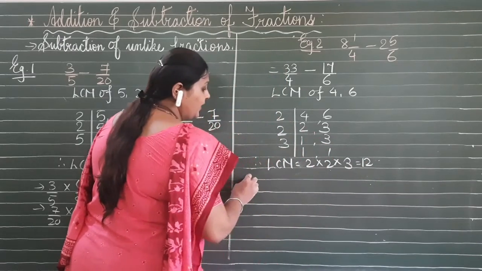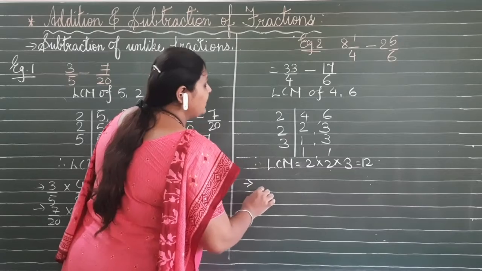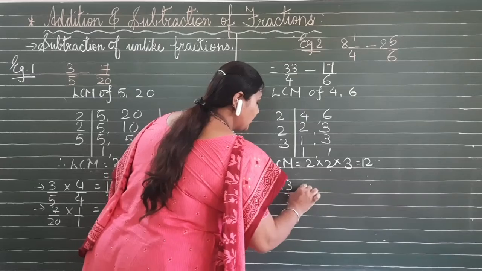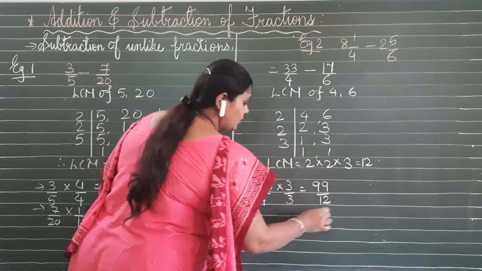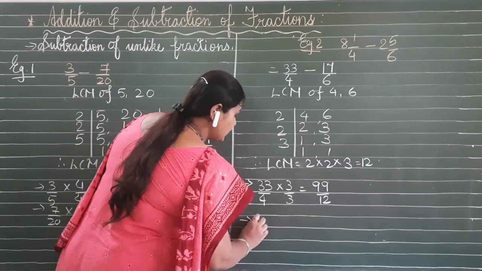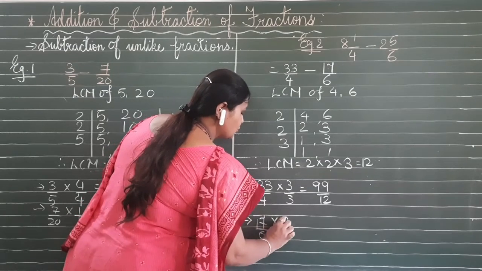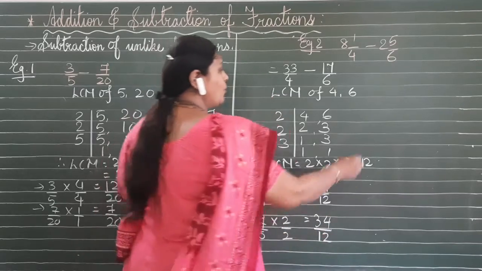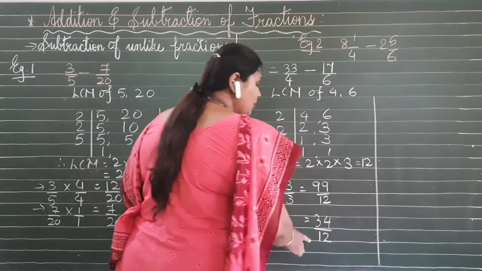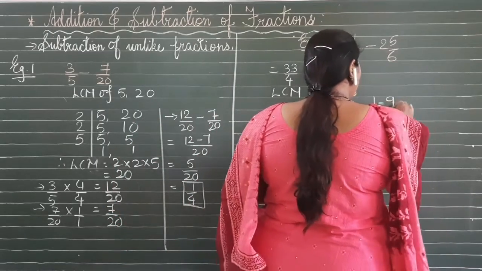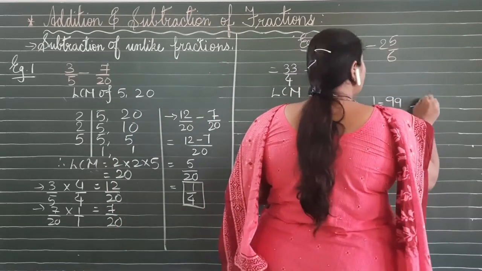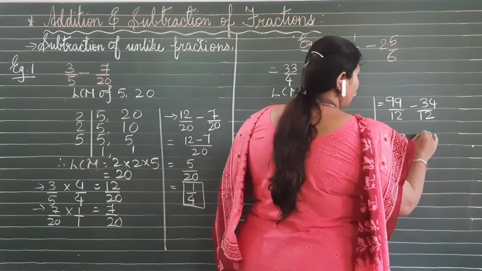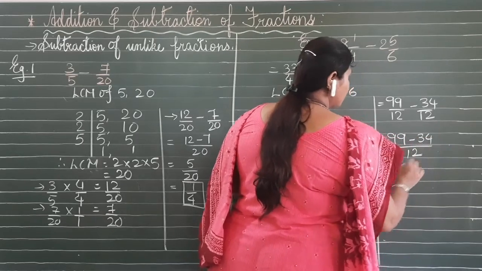Now we will make denominators equal by equivalent fractions. 33 upon 4 into 3 upon 3. 99 upon 12. Same way 17 upon 6 into 2 upon 2. 34 upon 12. Now we can subtract as denominators are same. So 99 upon 12 minus 34 upon 12. 99 minus 34 upon 12.